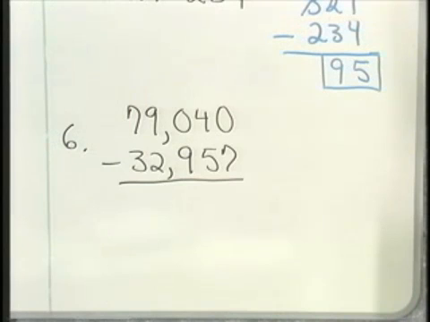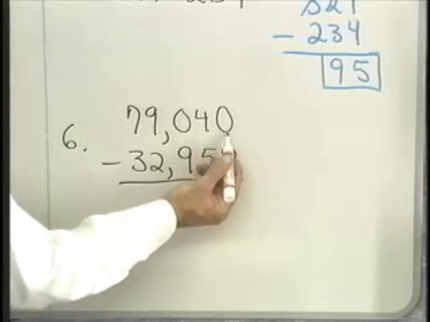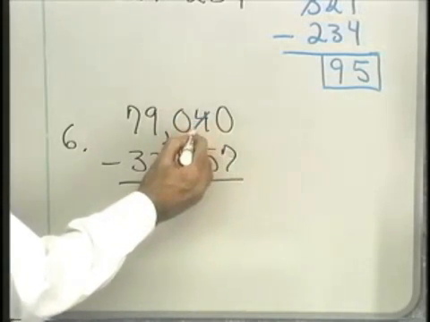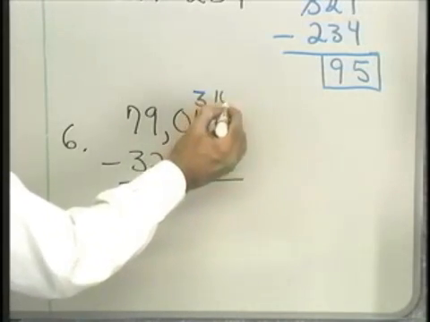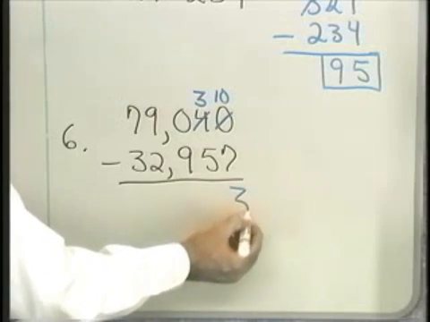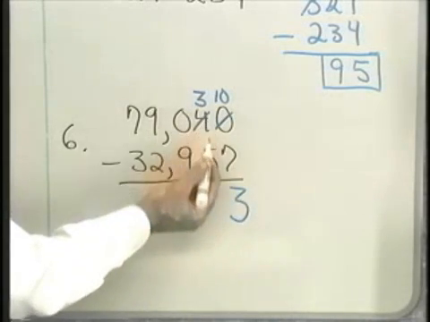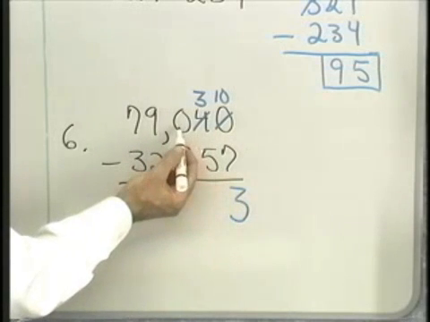79,040 subtract 32,957. I go over to the ones column. 0 subtract 7 I can't do because 0 is less than 7. I go to the 4. I borrow 1 from it. That gives me 10 ones in this column. Now 10 subtract 7 is 3. Next I have 3 subtract 5, which I can't do because 3 is less than 5. So I go to the next column.